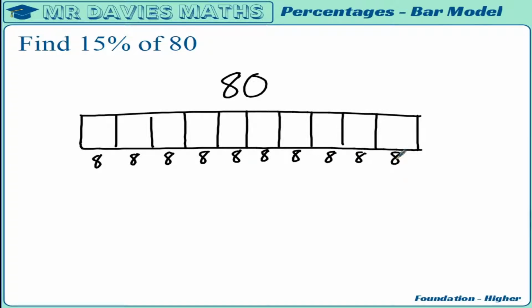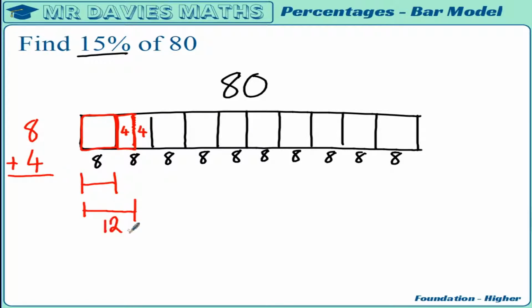Now to make 15%, I actually need 1 full box. So I need 1 full box, which is 10, and then to get 5%, I'm going to need half of the next box. Well, inside this box, there is a total of 8. If I split it in half, it's really 4 dots in that side, 4 dots in this side. So to get 15%, I really need 1 full box and half a box. So in the full box, I've got an 8, and in the half box, I've got a 4. So all I'm going to do is add those two together, and I get a total of 12. So my answer is 12.